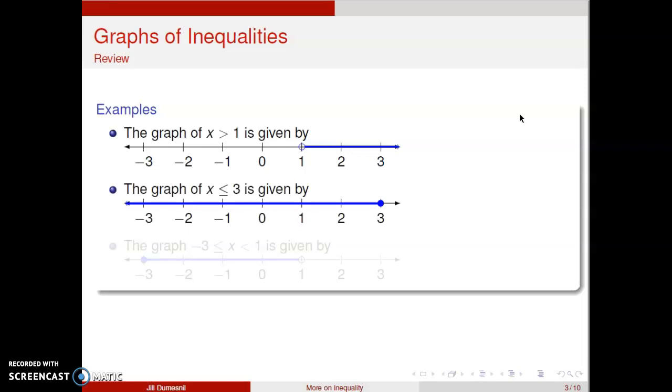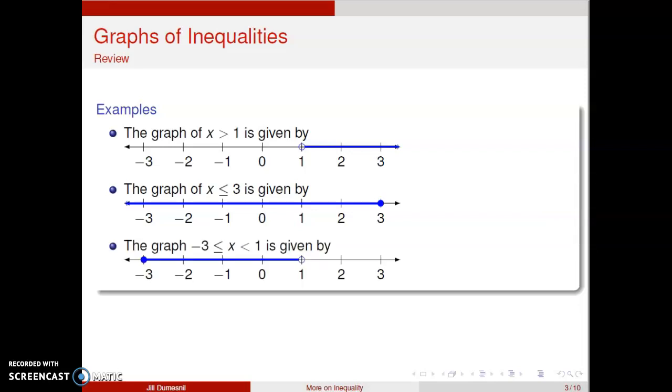The colored or shaded arrow at the end indicates that the shading continues indefinitely to the right. The graph of the inequality x less than or equal to 3 is given by shading on a number line those values at or below 3. We use a solid circle at 3 to indicate that this value is included, and then color or shade all values below or to the left of 3 on a number line. The colored or shaded arrow at the end indicates that the shading continues indefinitely to the left.